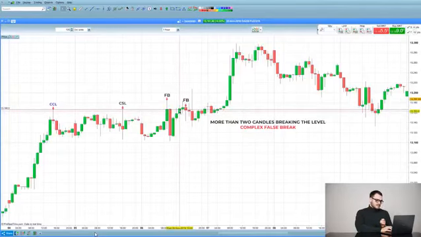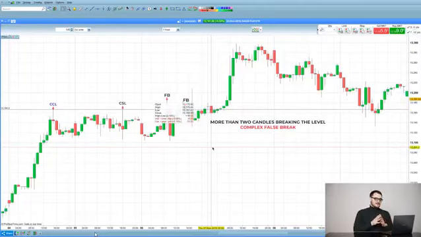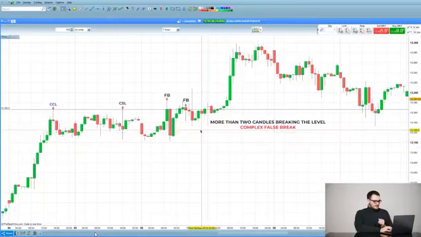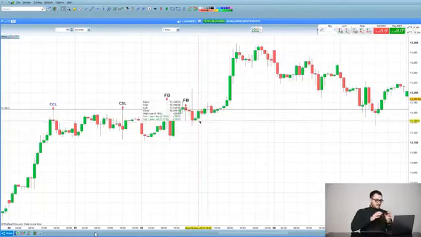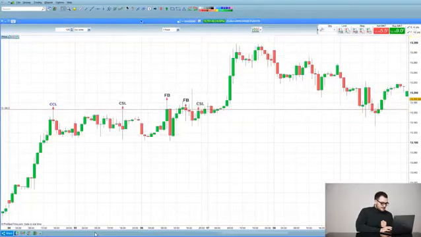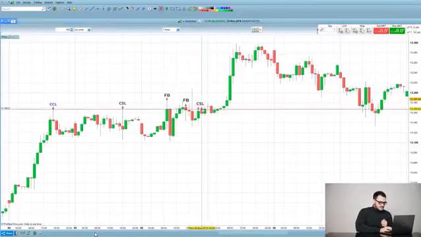And in fact, this is number 1, number 2, number 3, number 4, and number 5. So this would be a complex false break. Now, the next one, we have 2 more CSLs. The candle that confirms and supports the level.